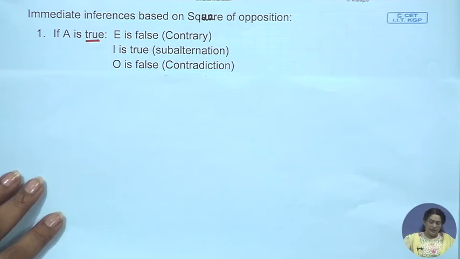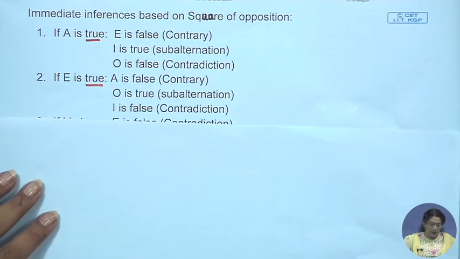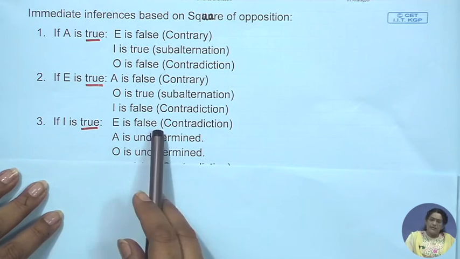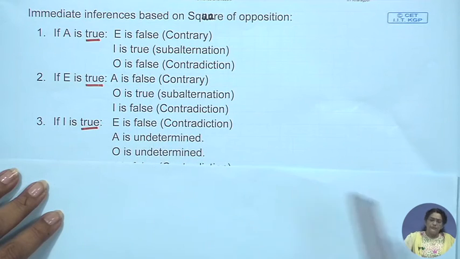So, similarly, you can go and talk about what if the E is true, and then you know that similarly this will be the truth values of the corresponding A, I and O's. Suppose I tell you that I is true, what happens to the corresponding A, E, O? Easiest probably is that E is false based on the contradiction. That is the nature of the contradiction.